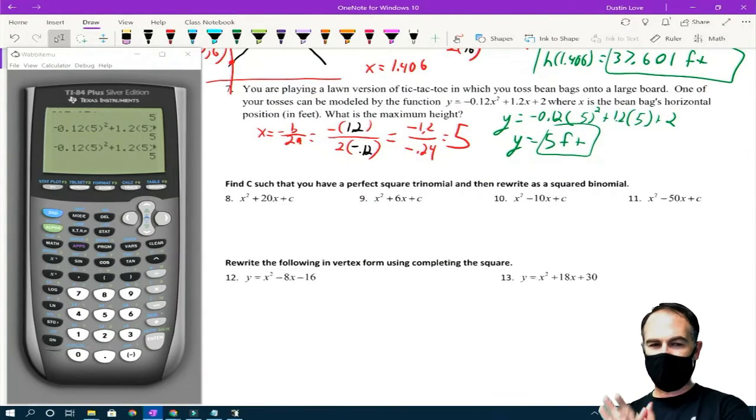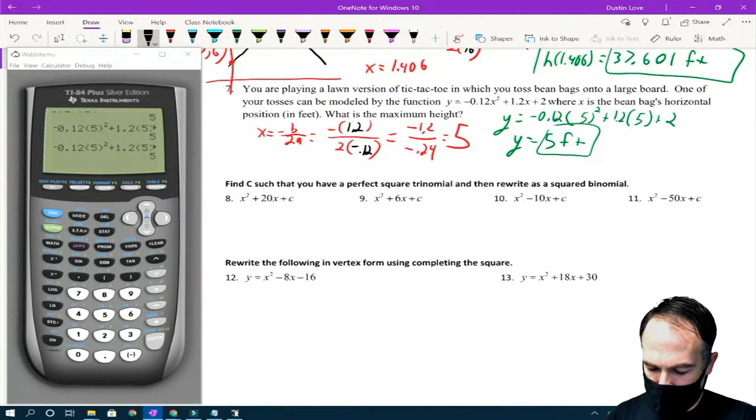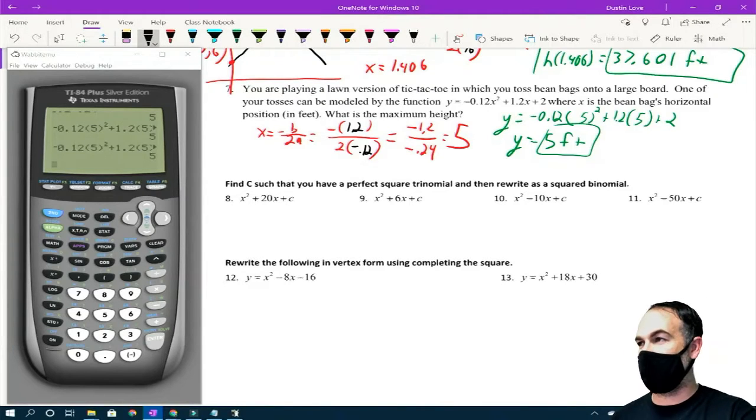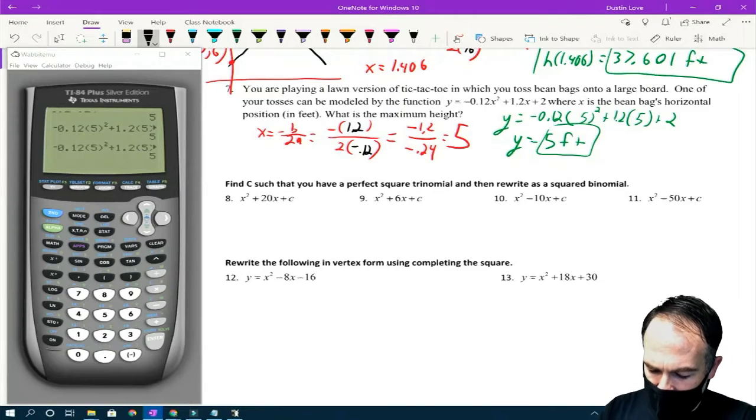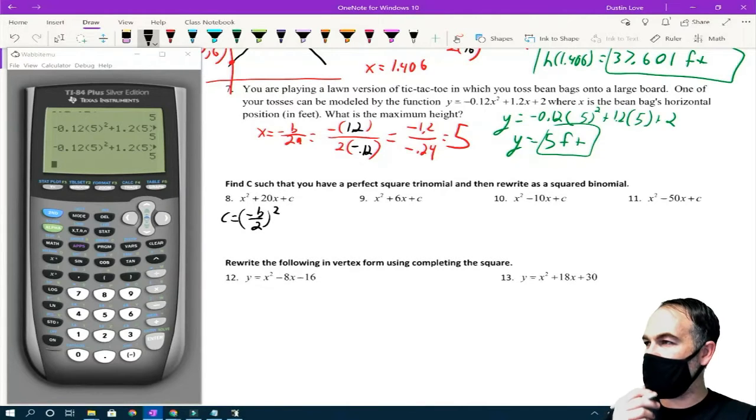Okay, 8 through 11 is finding our C value for the perfect square trinomial. We're doing this in order to be able to complete the square, which is what we're going to do in the next section. So remember that we're going to find the C value is negative b over 2 squared.